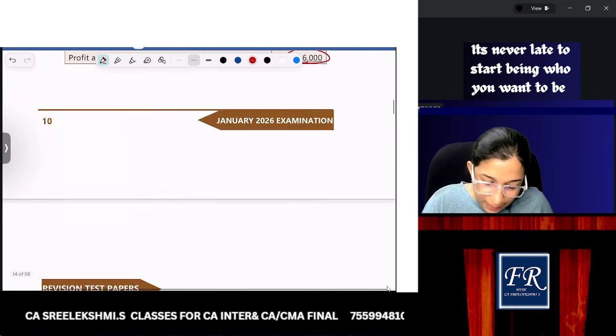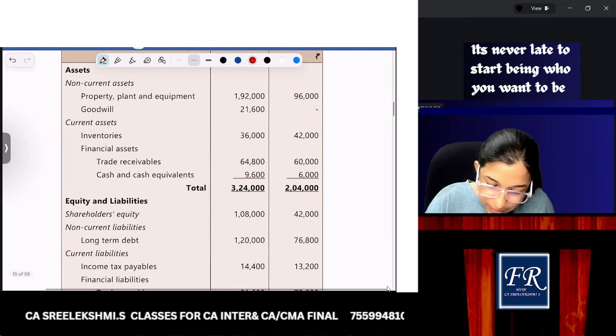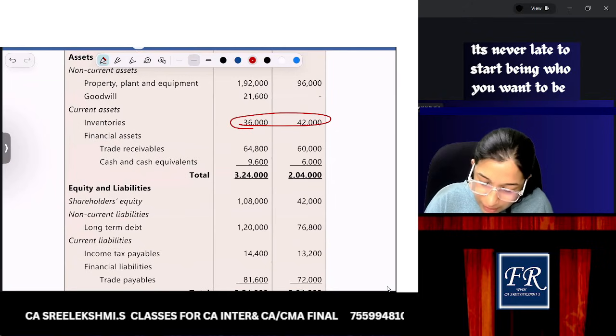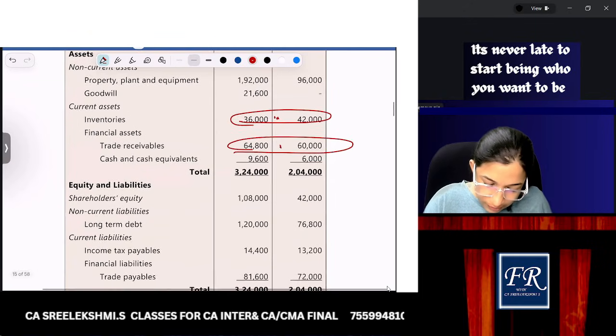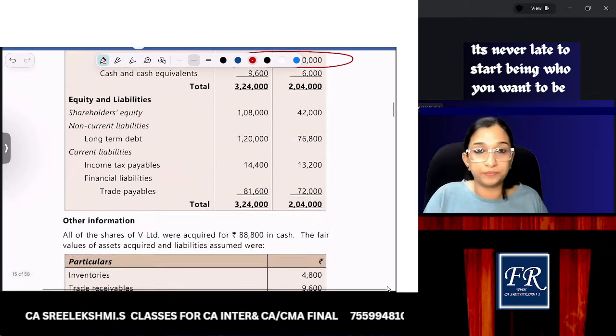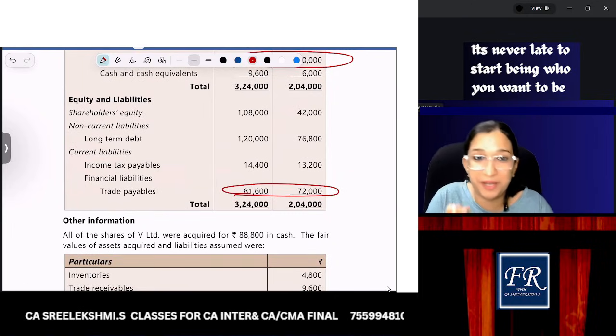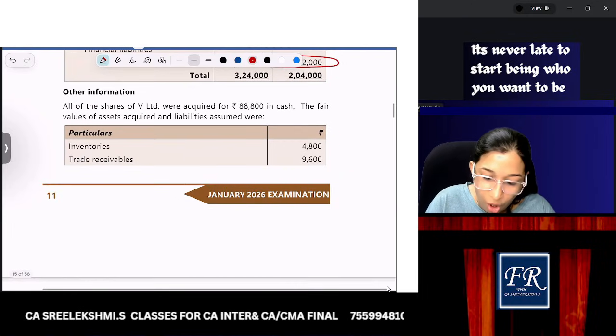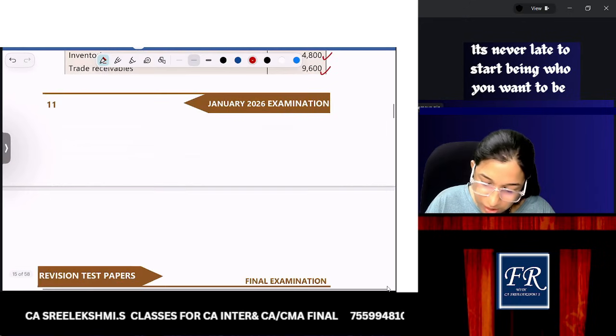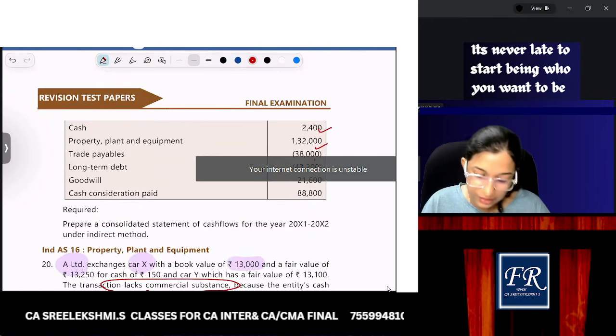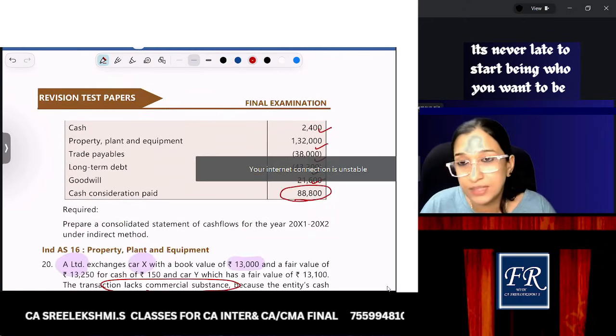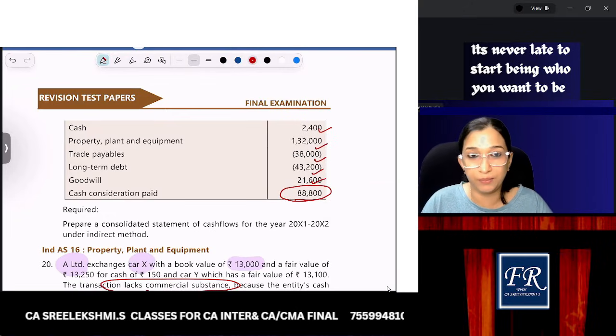Now what are the working capital changes? Current assets. These two are working capital changes. Then current liabilities, tax payable, trade payable. Other information: all of the shares of V Limited were acquired for 88,800 in cash. The fair value of assets acquired: inventories, trade receivables, cash, PP, trade payable, long-term debt, goodwill. This is how we paid the consideration. This is the consideration we have paid to V Limited.